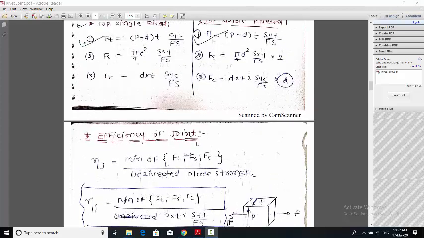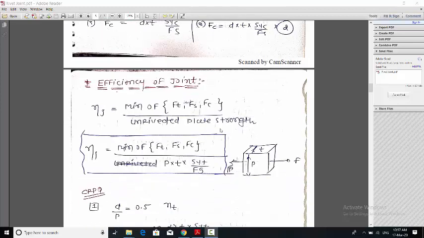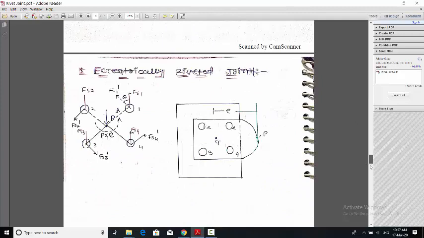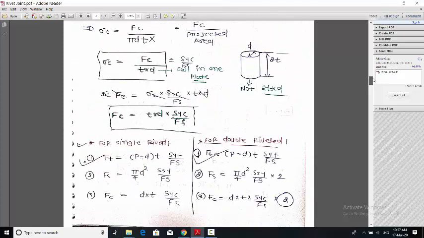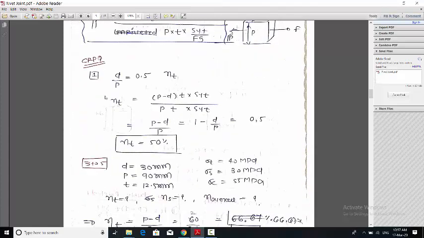Now let's discuss the numericals of this riveted joint. I am giving you some numericals. First, if the ratio of diameter of rivet hole to the pitch of the rivet is 0.5, then the tearing efficiency, meaning you only have to consider the tearing of the plate. They have given that the ratio of rivet hole diameter D by P is equal to 0.5. You have to find the tearing efficiency.